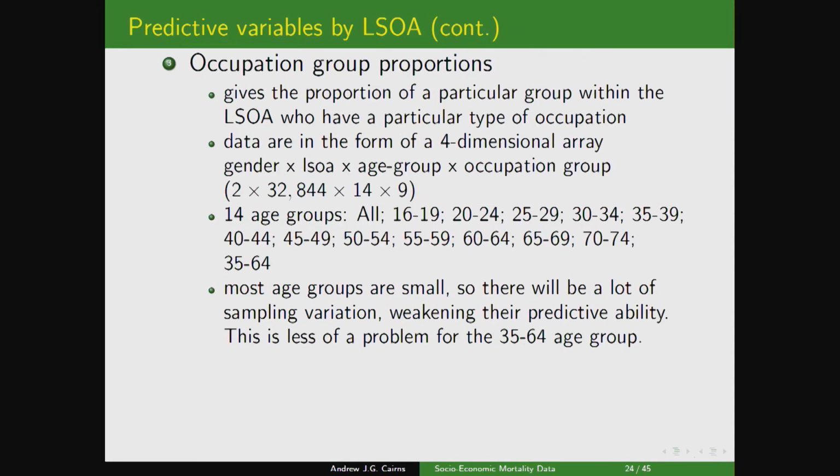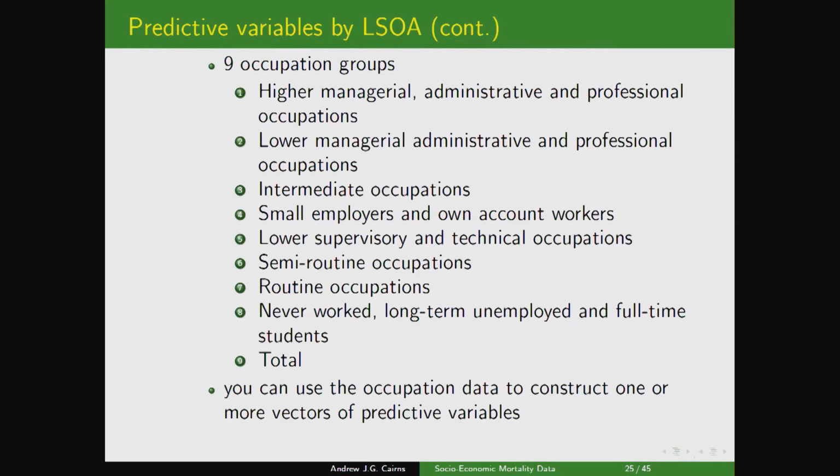And then there's a similar data set for occupation groups. So again, here there are many quite small age groups, and then, maybe it's on the next slide, 9 different occupation groups ranging from the higher managerial all the way down to routine occupations. And then, amusingly, in one group, never worked or full-time students.